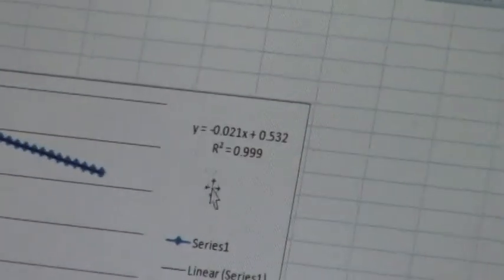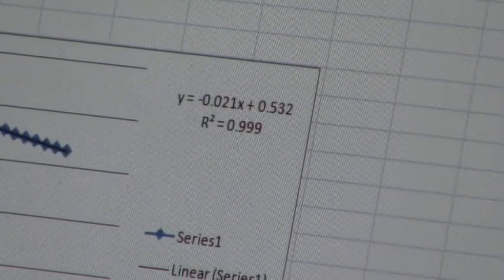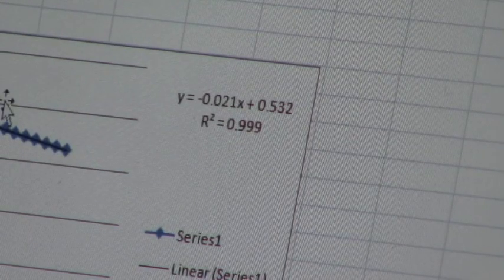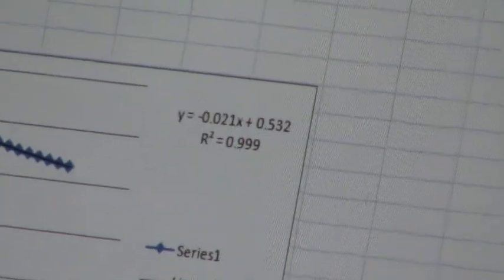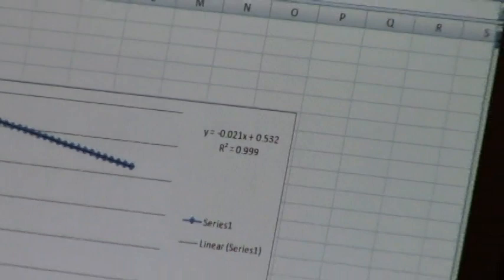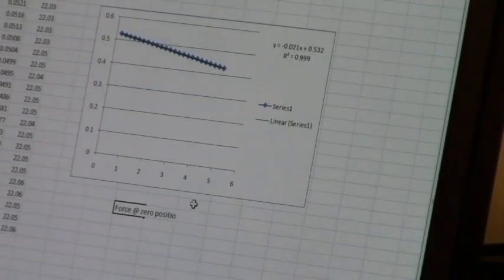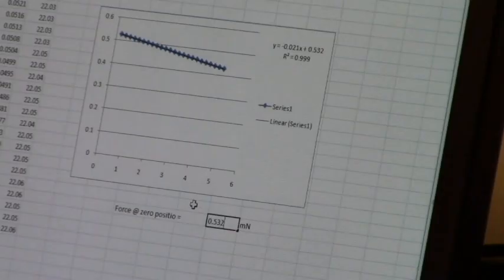So this is the force on the vertical. This is the X, which is the position on the horizontal. This is the slope. I don't care about it much. It is negative, that's why it's dipping down, which is okay. And this intercept here is the force at 0 position. Force is in millinewton, and it will be this amount, which is 0.532.